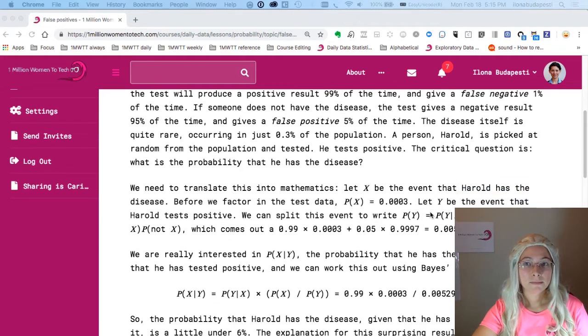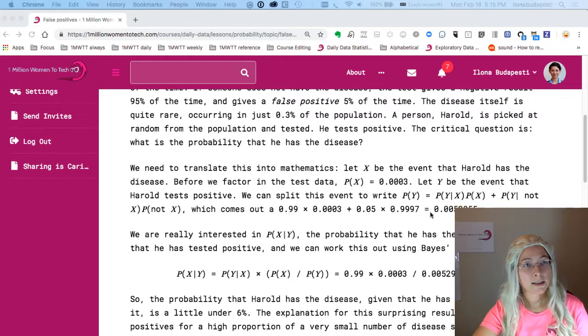A person is picked at random from the population and tested. He tests positive. The critical question is, what is the probability that he has the disease?